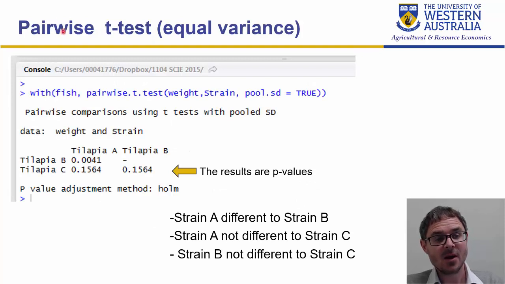We then go on to our pairwise t-test. Again, because in our Bartlett test we did not reject the null of equal group variance, we use this pooled standard deviation in this test, and then we get the comparison. So we see, where does the difference come out? The difference is between A and B. And we see between C and B and A and C, there are no differences.